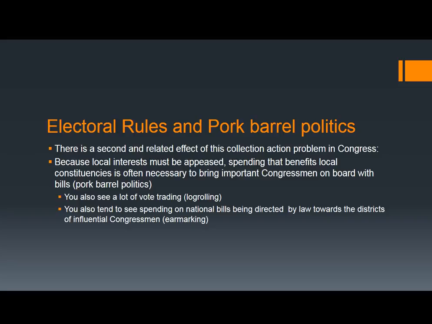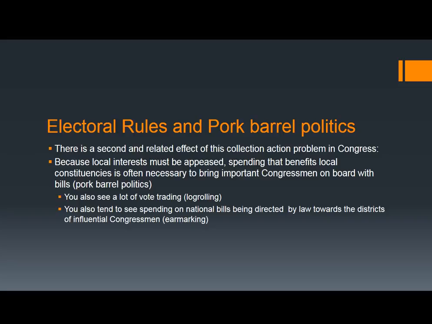It largely benefits the tourism and employment in that district and doesn't really benefit the country as a whole, or doesn't really benefit other districts at any rate. This is what is often called pork barrel spending, and you can see it just about everywhere. National spending that is a giveaway to particular districts. Now, often why this happens, of course, is that local interests must be appeased. You also see things like vote trading, which is informally called logrolling by political scientists.